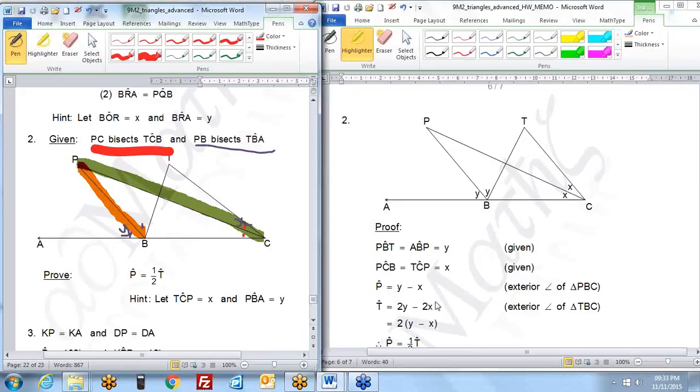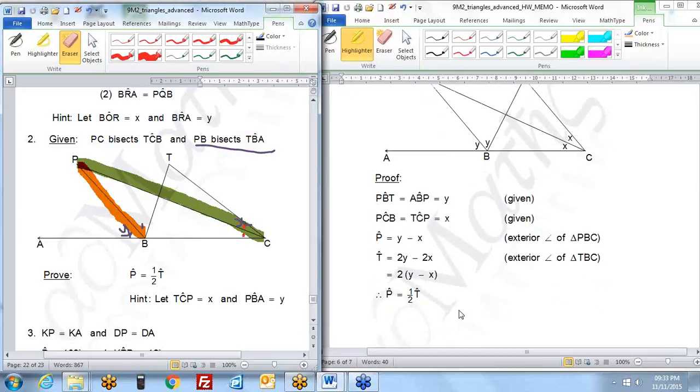So we subtract it. And then angle T, that angle there at the top, is equal to 2Y minus 2X, the exterior angle of triangle TBC. Therefore, just look how clever this one is. Angle P is equal to a half of angle T. So Y minus X is a half of 2 in brackets Y minus X. So it's clear to see that Y minus X is half of 2Y minus 2X. Isn't that smart?